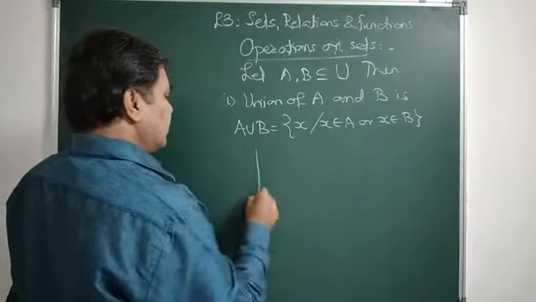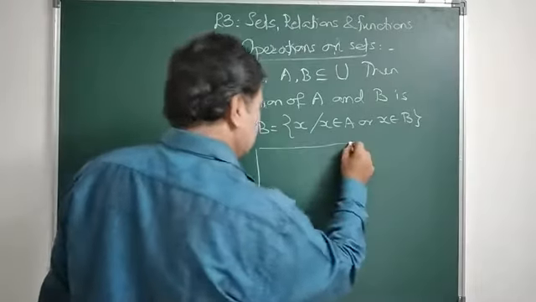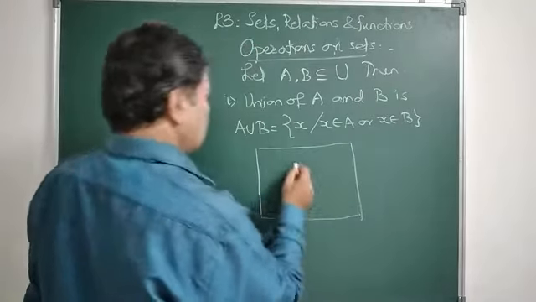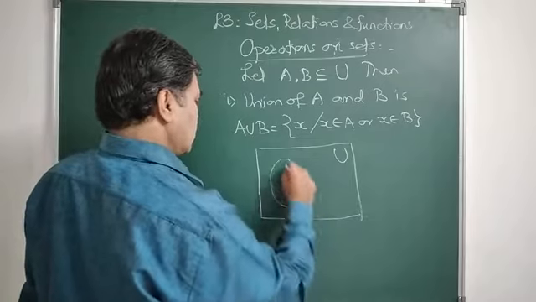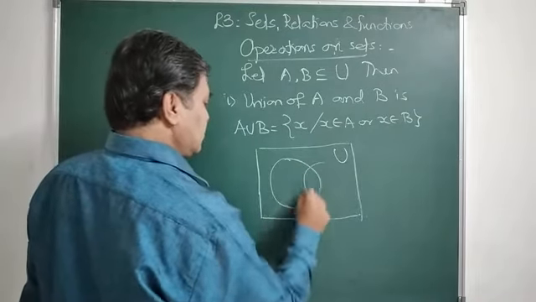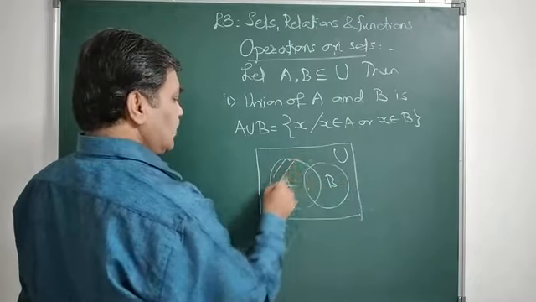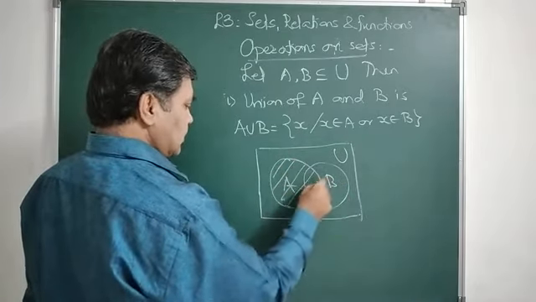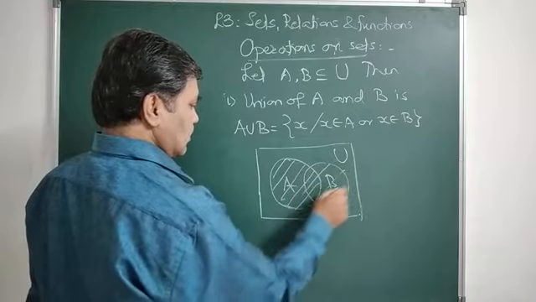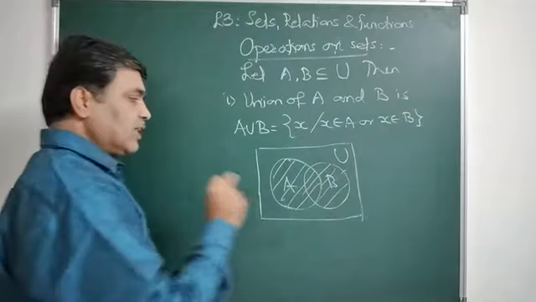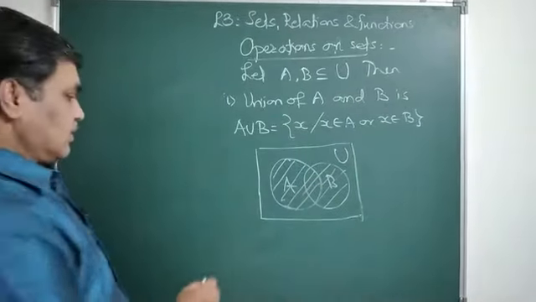By Venn diagram, if I have some universal set U, A is this set, say B is some set, then what is A union B? The shaded portion. The shaded portion denotes the A union B set.